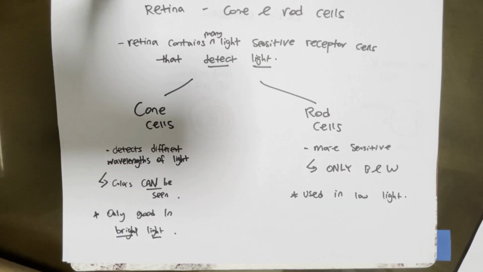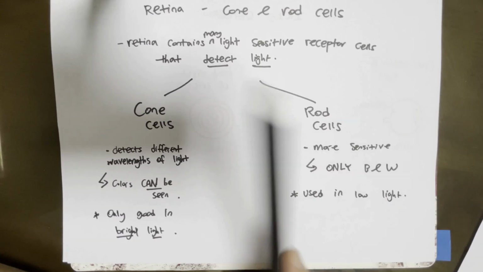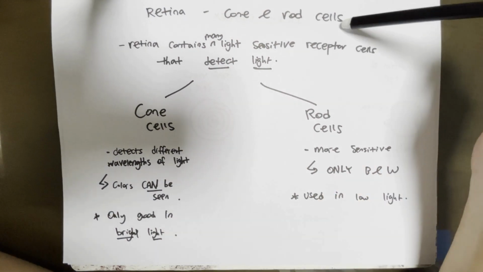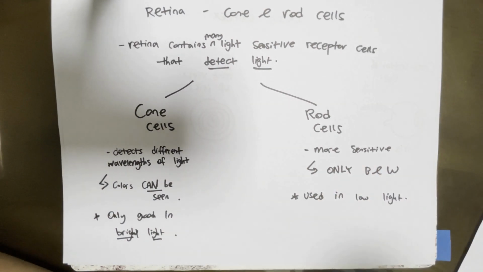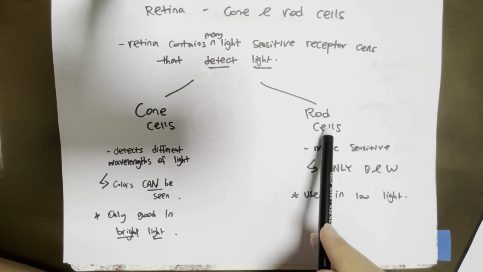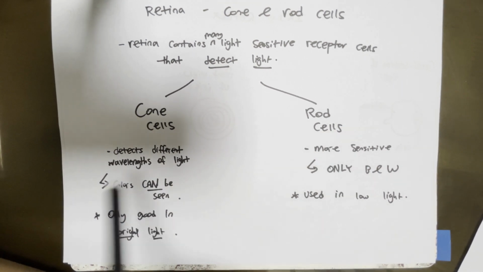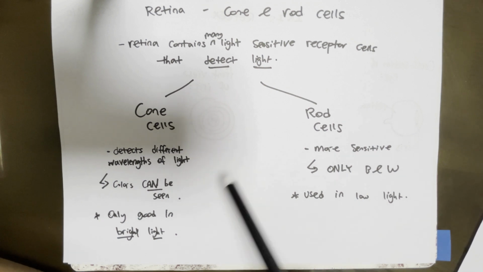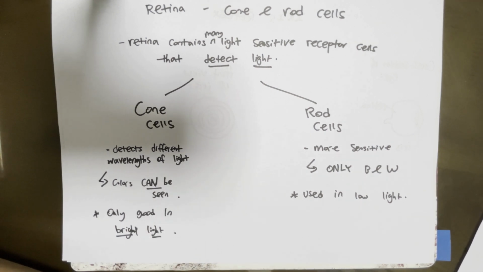All right, just one more thing on the subject of bright and dim light. In the retina, we have cone and rod cells, right? The retina contains a lot of tiny light-sensitive receptor cells, and these are the cells that detect the light. These cells are split into two key groups: cone cells and rod cells. They're used for different purposes. The cone cells detect different wavelengths of light, and this allows colors to be seen. That's why when it's bright, we're able to see color. So it's only good in bright light and it can see color.